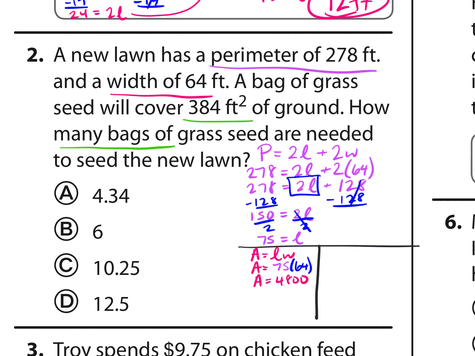Now we need to find how many bags of grass seed that will be, and all we have to really do is say, well, 4,800 divided by 384, and we do get 12.5 bags of grass seed. Answer choice D. So notice it took us some steps, but we just kind of looked at what we knew, what it was looking for, and kept thinking, well, what do I need to get that next piece of information? Or what do I need to keep on going back and getting more information?